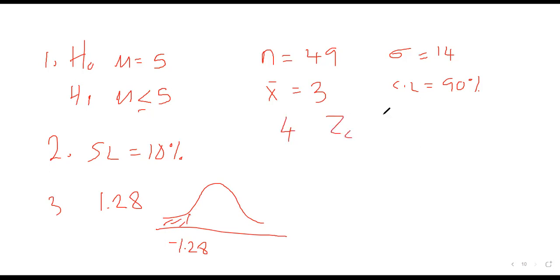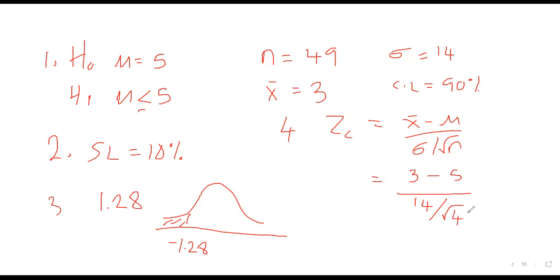So Z calculated is X bar minus mu over standard deviation over root n, the same formula. So our X bar is 3 minus 5. Standard deviation is 14 over the square root of n, which is 49. So minus 2. Then root of 49 is 7. 7 into 14 is 2. Meaning our Z is negative 1. So negative 1 is here, inside here.